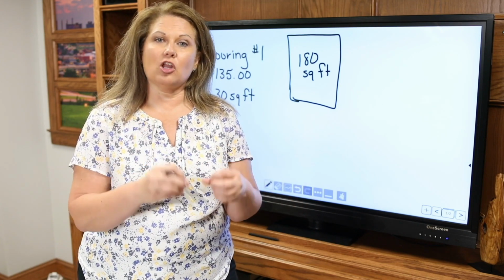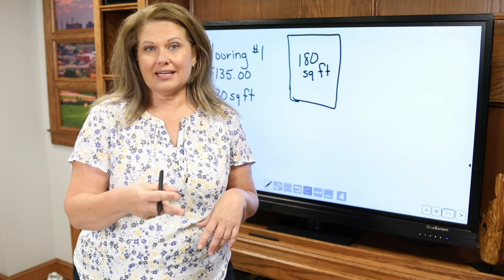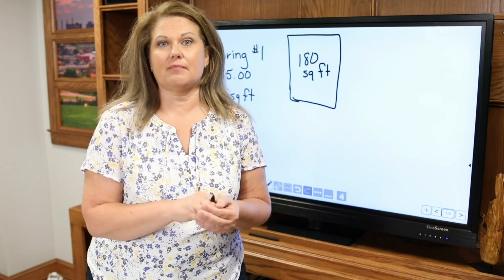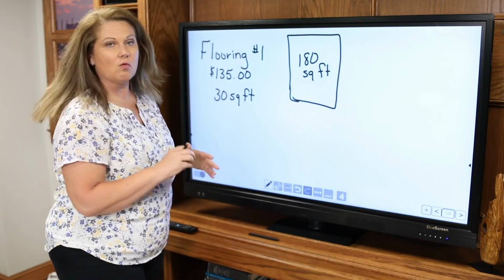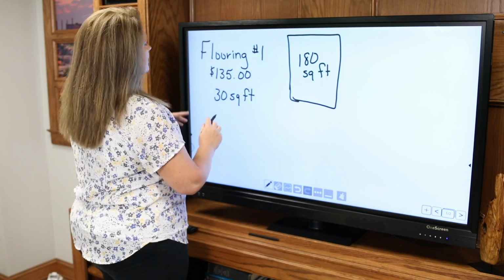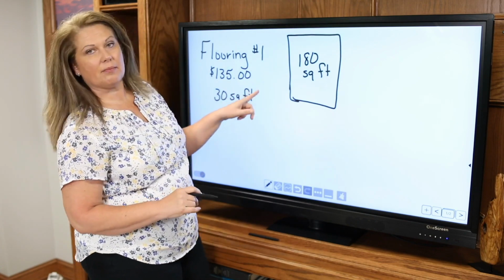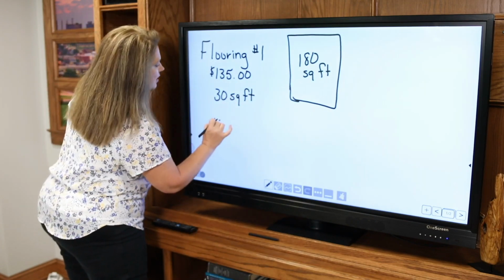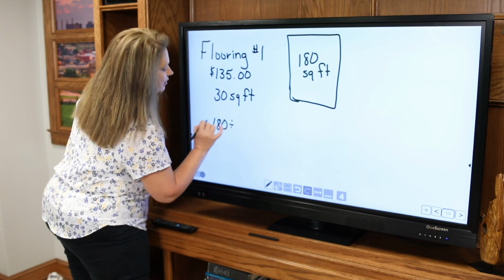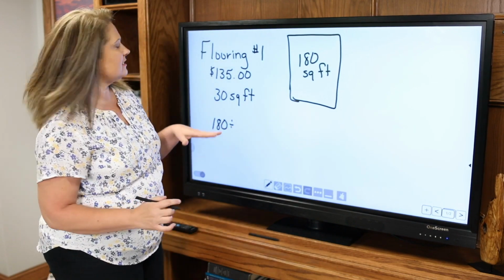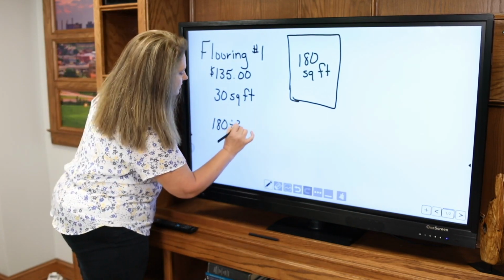You want the same look. And number 2, if you mess up, you've got some extra, okay? You don't want to run short. So I'm going to take these 2 numbers and I'm going to divide them. So if I'm using a calculator, I'm going to do 180 divided by 30.